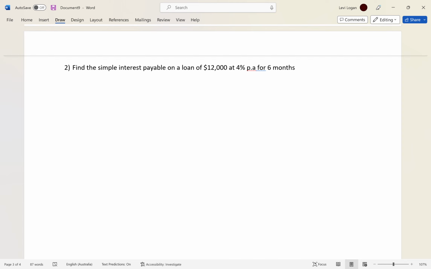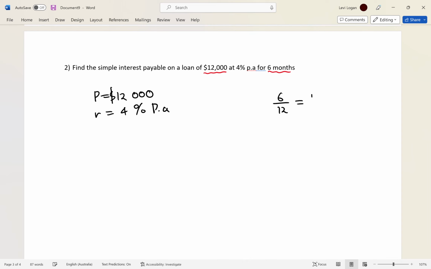Alright, straight off the back, what have we been given? We've been given our principal. So P is $1,200. Our rate, R, is 4% p.a. We've also been given the time. Notice they've put it in months rather than years, so we have to convert the months into years. How many months are in a year? 12. So 6 divided by 12 is going to give us a half. So our T is a half, or you could put 0.5 years.